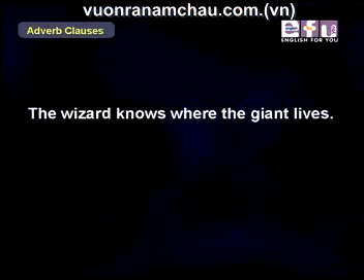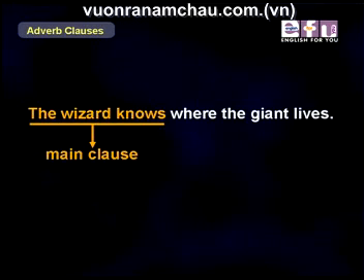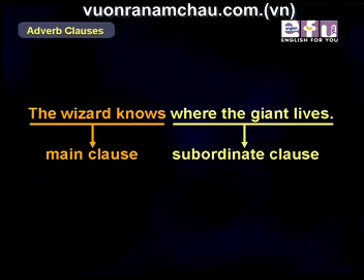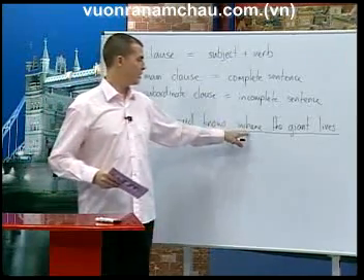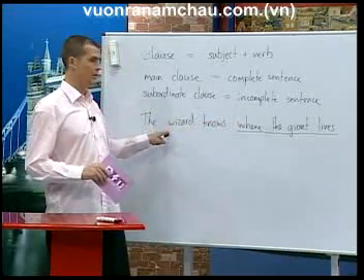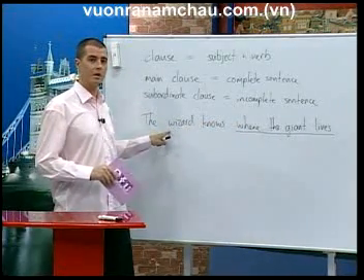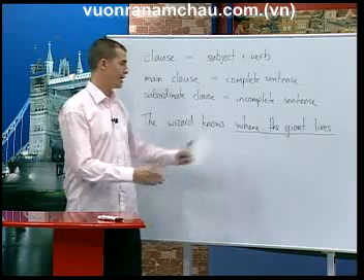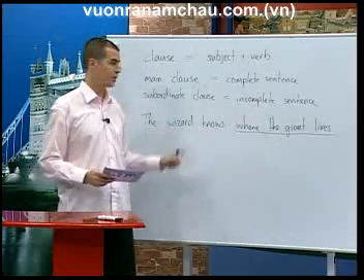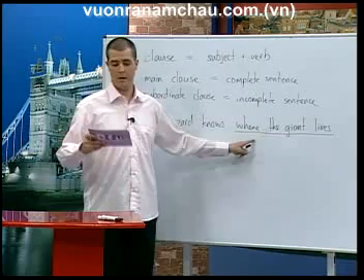Okay, now for example, let's have a look at these sentences. The wizard knows where the giant lives. So in this sentence, the wizard knows. The wizard knows is the main clause. It could be a sentence all by itself. Where the giant lives is our subordinate clause. It's not a complete sentence. This clause needs this clause. But this clause could be a sentence without this clause. So that's the main clause, that's a subordinate clause.